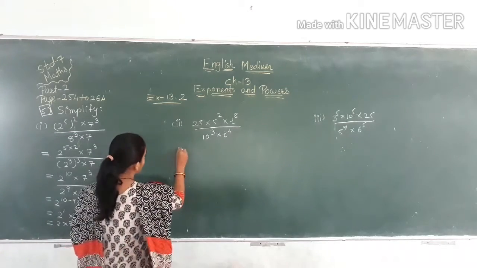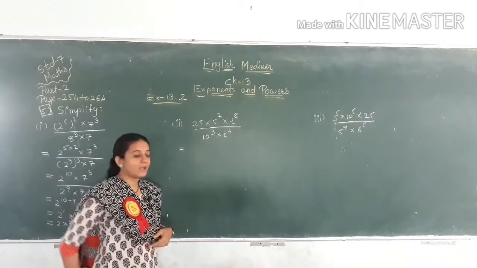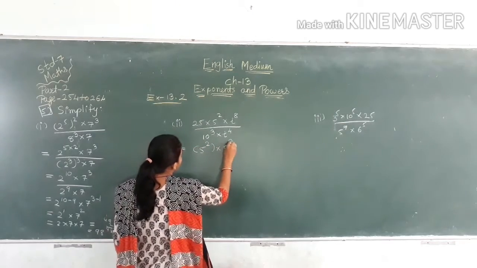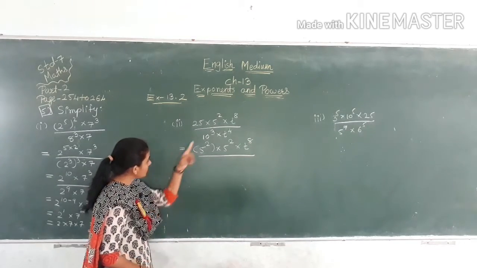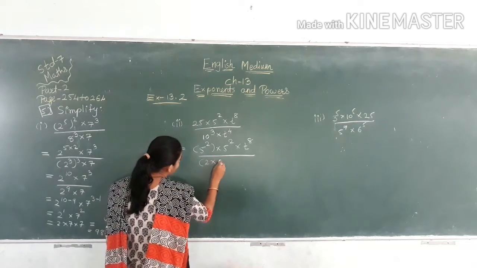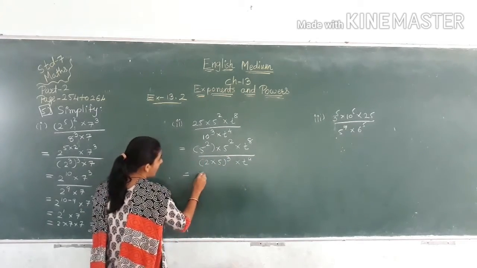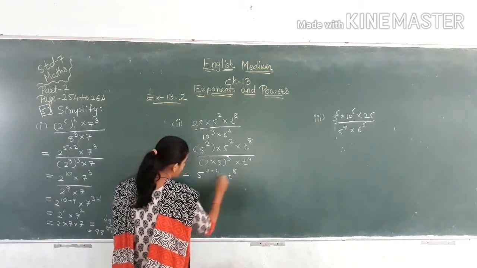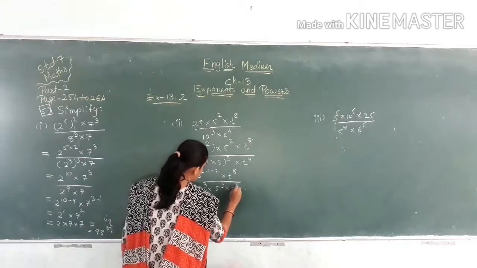Now the next one: 5 multiply 5, 5 5s are 25, so 5 raised to power 2 multiply 5 raised to 2 multiply t raised to 8. Then 10 raised to 3, that means 2 5s are 10, raised to power 3 multiply 10 raised to 4. 5 raised to 2 plus 2 multiply t raised to 8, so 2 cube multiply 5 cube multiply t raised to 4.